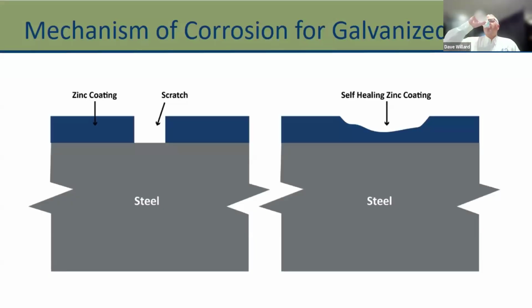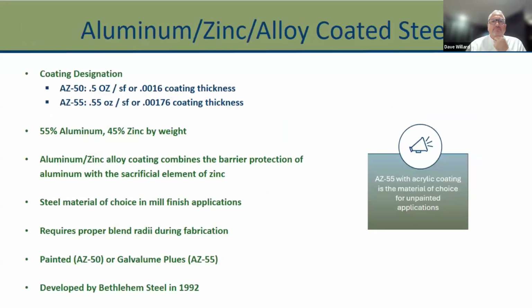Now, the mechanism of corrosion for galvanized steel is you get a scratch, it gets down to the surface, and then that zinc coating will heal itself. We call it a self-healing zinc coating, but it is a sacrificial element, so it doesn't last forever. There's different coatings. I'm sure you've heard of AZ50 and AZ55. That's really just measuring the weight and the amount of zinc that's applied to that steel substrate.